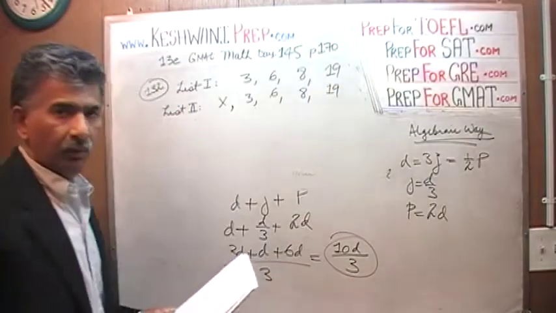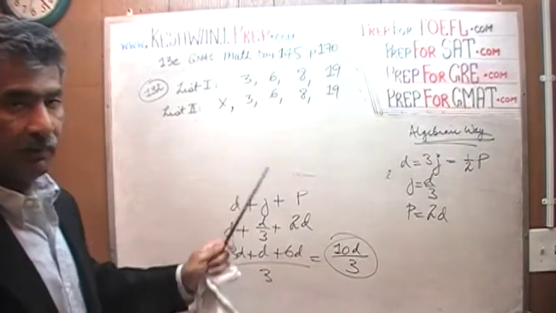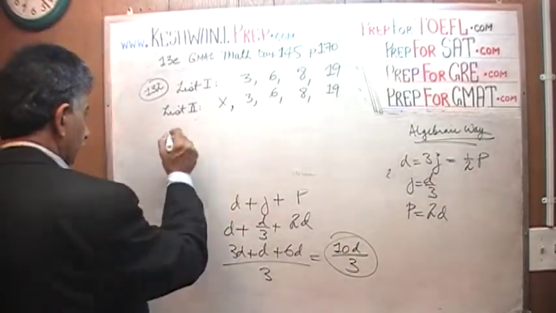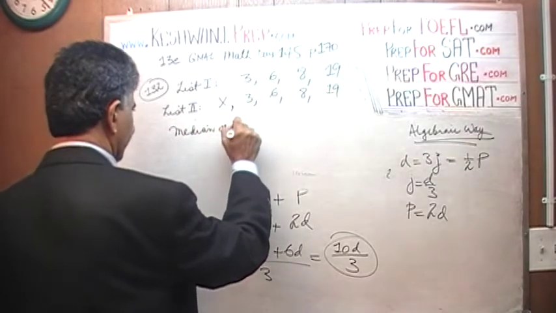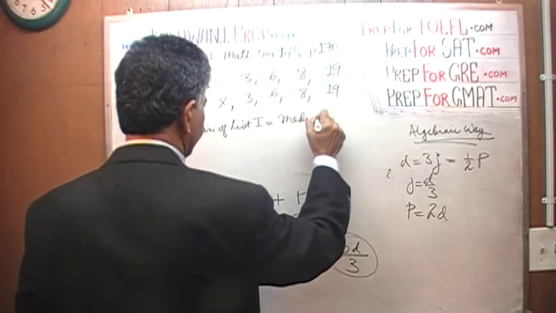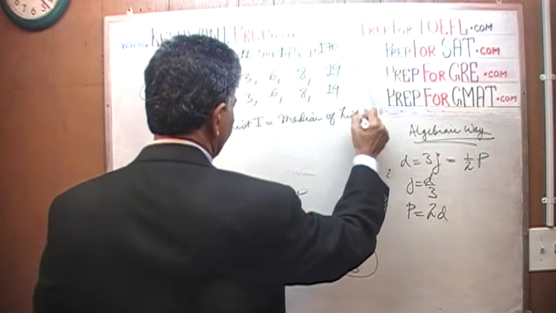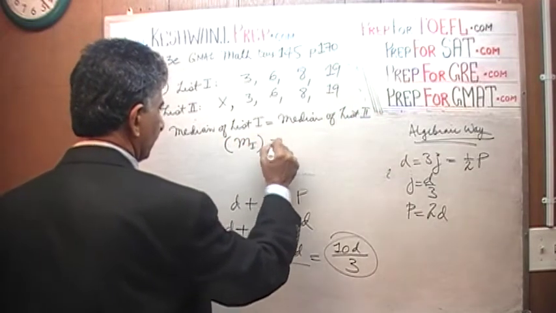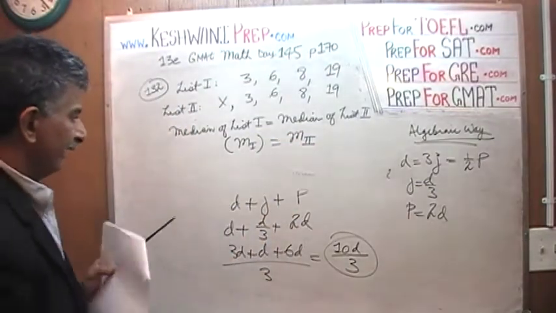In other words, all the entries in list 2 are the same as before, except we have one number which doesn't exist in list 1. We are told that the median of list 1 equals the median of list 2. So let's call the median of list 1 M subscript 1, equals M subscript 2. The question simply is, what is that X?